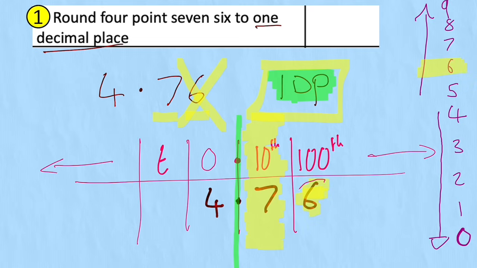So the 6 is actually going to mean that we round our 7 up to an 8. And the reason we do that is because the 6 actually means that this 7 is closer to actually being 4.8 than it would be just leaving it as 4.7. So we're trying to be fair when we're rounding. We want it to be the closest point possible. So there we go. I have rounded this number to 1 decimal place and my new number is 4.8.